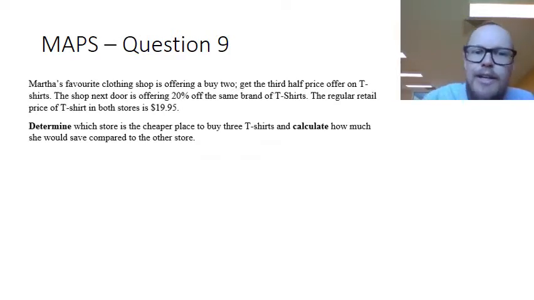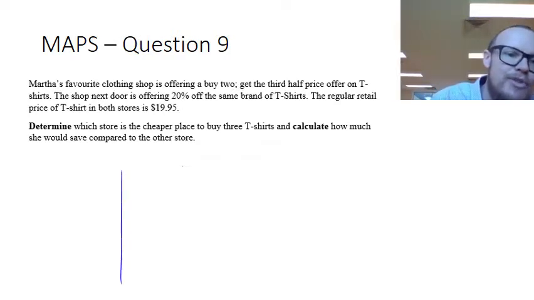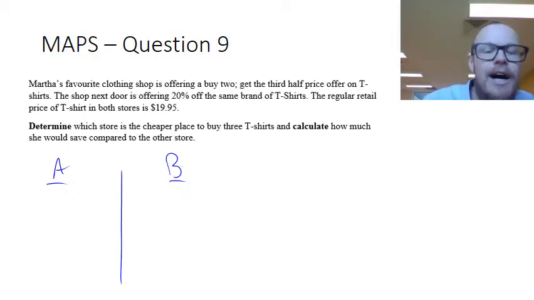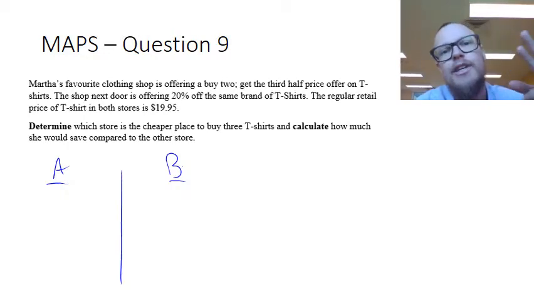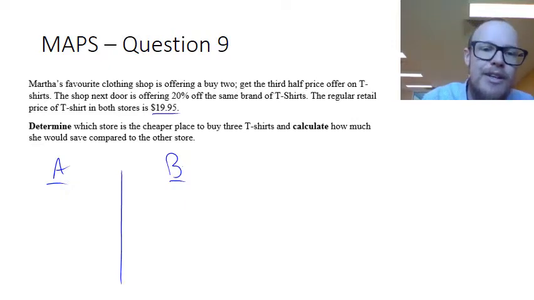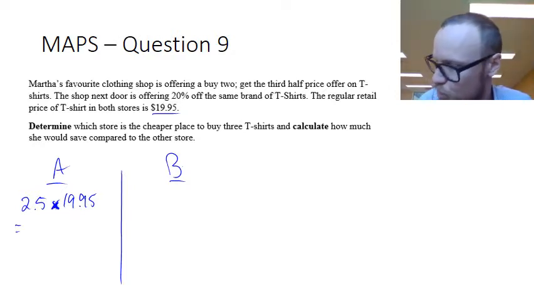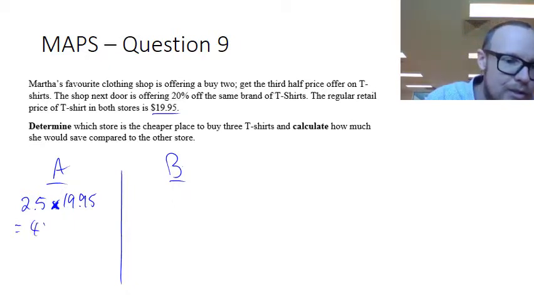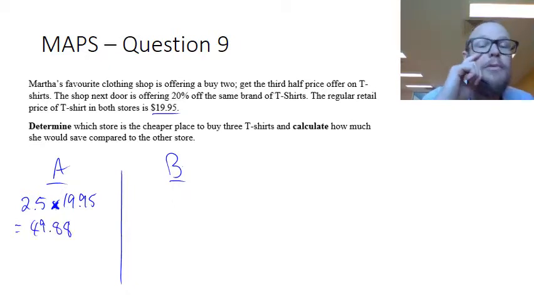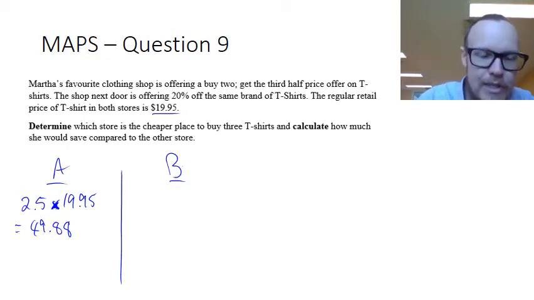Next question, we've got 2 clothing shops, shop A and shop B. The first shop, we've got buy 2, get the third half price. So for 3 shirts, I have to pay 2.5 times the original price of $19.95. So 2.5 times 19.95 is going to be equal to $49.88. We need to make sure we're very careful to round to the nearest cent here because it's not possible to pay fractions of a cent.